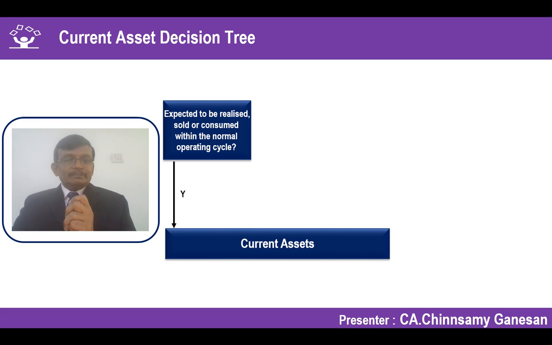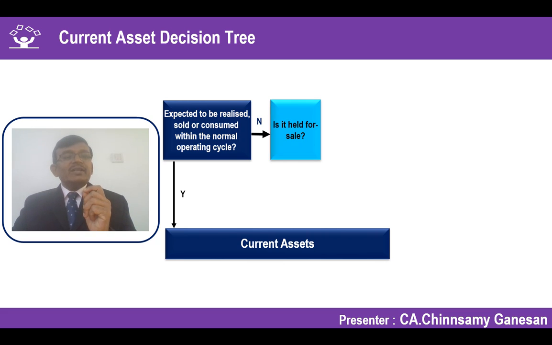Suppose you answer no, this particular item is not covered by the operating cycle. For example, investment is not covered within the operating cycle. Or the item is covered by the operating cycle, but not expected to be realized within the operating cycle, within 3 months or 6 months. So what do I have to do? The next rule says, is it held for sale? Are you holding this particular asset for the purpose of selling? If you say yes, it's held for sale, then that item again will be a current asset.